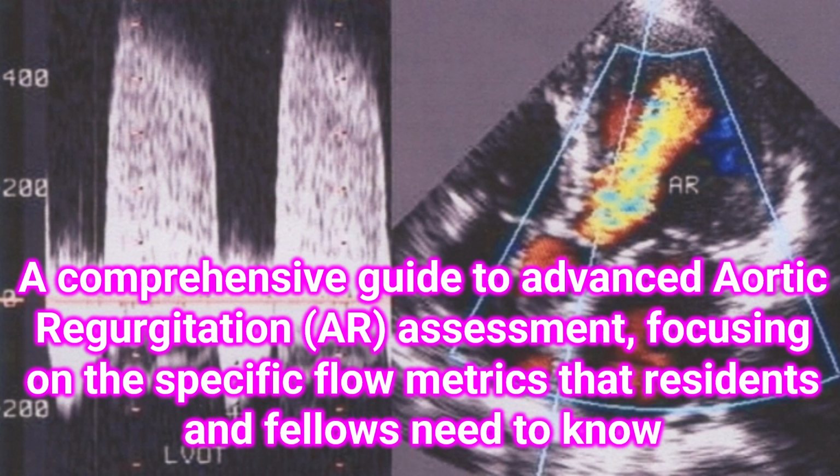Assessing chronic aortic regurgitation requires a multi-parametric approach. For residents and fellows, the challenge lies in moving beyond simple color Doppler and mastering the quantitative metrics that dictate surgical timing. The following guide breaks down the gold standard flow metrics and quantitative assessments used in advanced echocardiography.